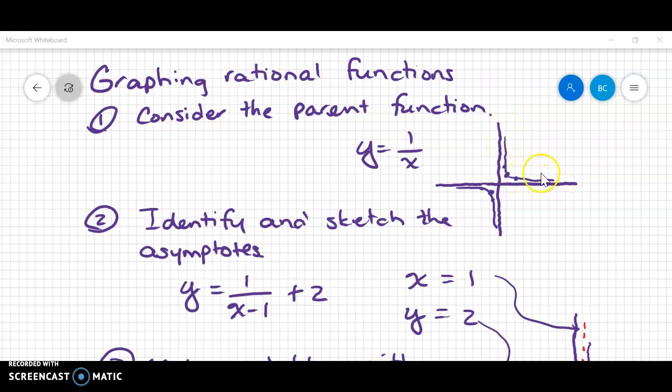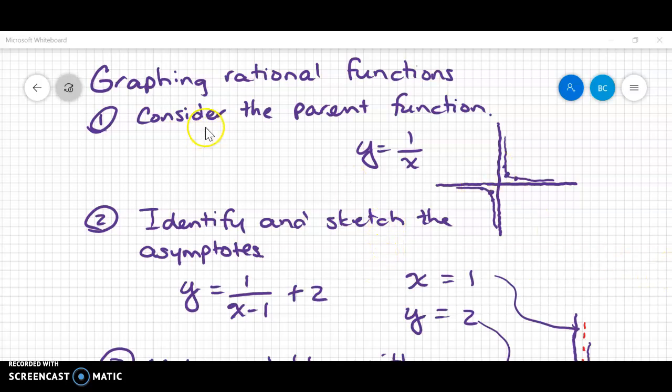I guess it's kind of a lazy L shape in the corner of quadrant 1, and then a reflection in quadrant number 3. So this is the parent function of a rational function. Again, we've got an asymptote at the y-intercept, and we've got an asymptote at the x-intercept. And those asymptotes are going to shift depending on the h and the k.